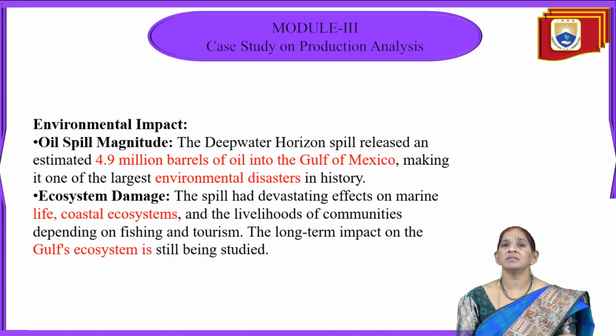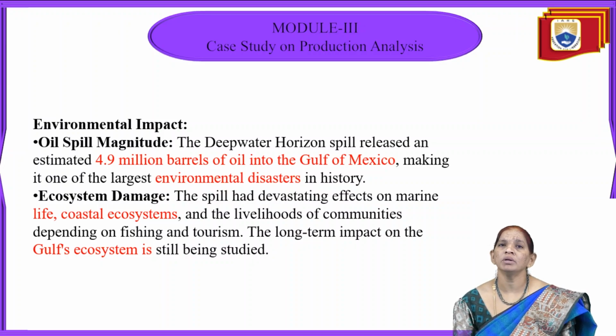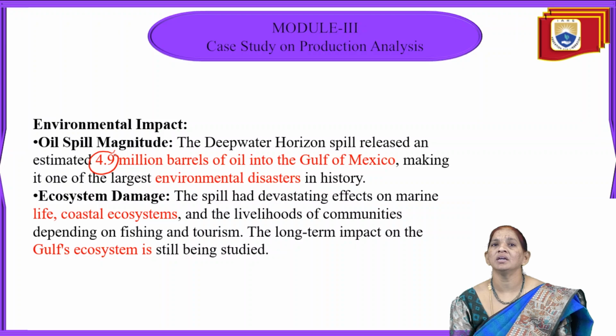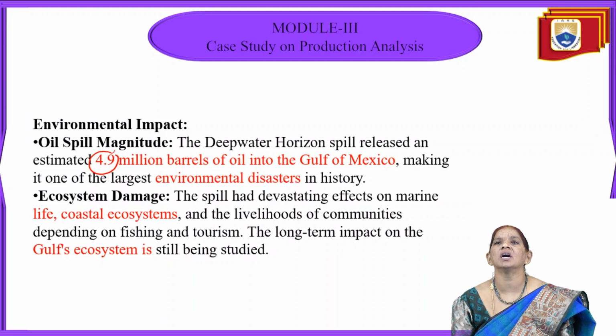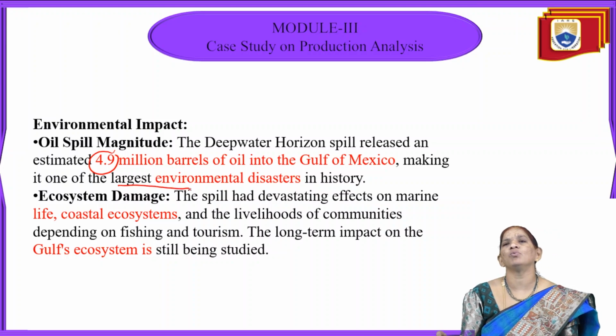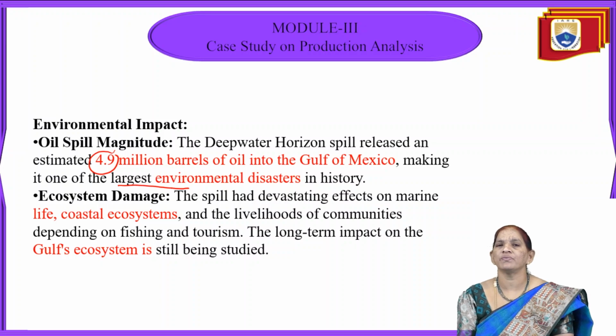So along with the marine spill, the environmental effect took place. Due to the oil spill's magnitude, the Deepwater Horizon spill released an estimated 4.9 million barrels of oil into the Gulf of Mexico, which spread all over the sea. It resulted in the death of many sea species and created an environmental disaster, the largest environmental disaster in the history of the world.